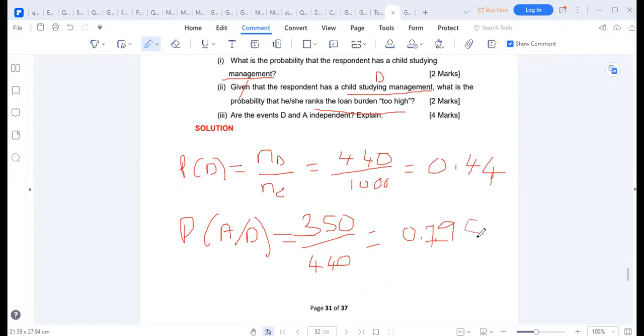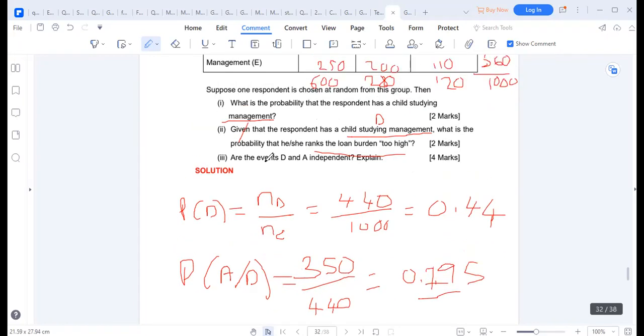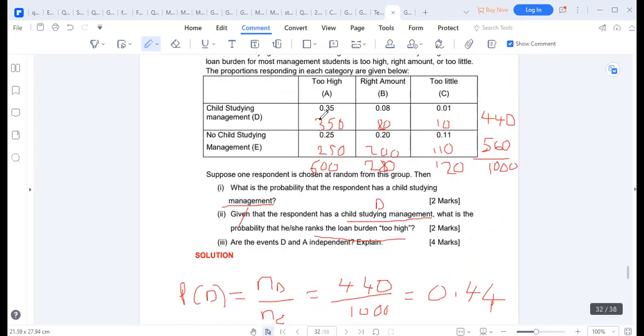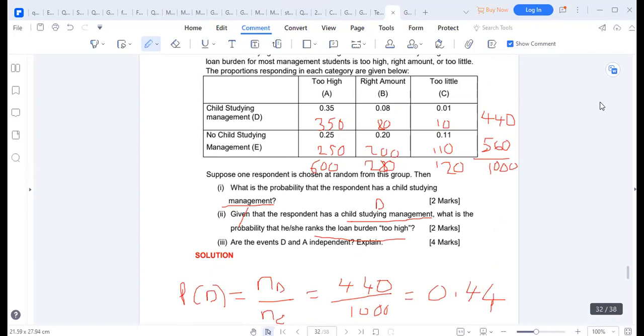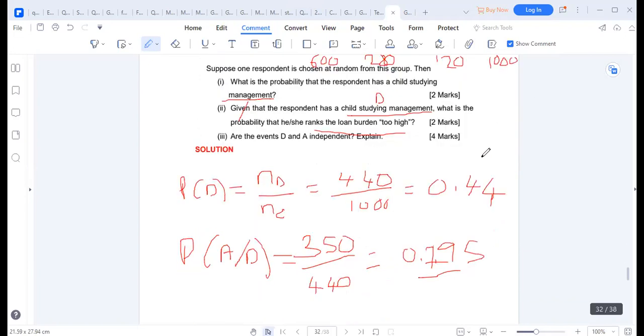So this is a probability that, given that a child is studying management, what's the probability that he or she ranks the loan too high? In short, they're asking you to find A given D. Whenever you're doing this, you draw a plus or a cross where they're meeting, A and D, where they're meeting: 350. But the total for the bottom letter D is 440. So you do 350 divided by 440. We get 0.795.